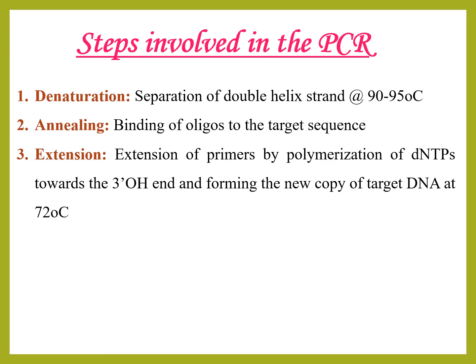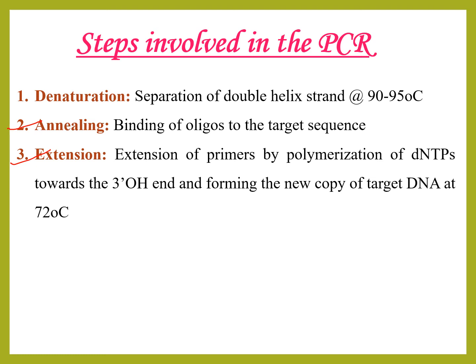Coming to the different steps involved in the PCR. There are various steps while performing the PCR. The initial step is denaturation, which is the separation of the double helix strands of the DNA at 90 to 95 degrees. The second step is annealing, that is, binding of oligos, the primers, to the target sequence. The third one is extension, that is, extension of primers by polymerization of dNTPs, attaching these dNTPs to the 3' hydroxy terminus of the template strand and forming a new copy of the target DNA at 72 degrees with the help of Taq polymerase.